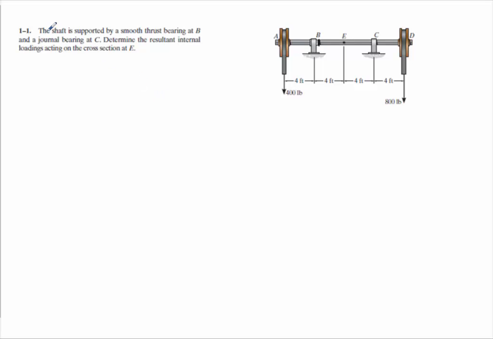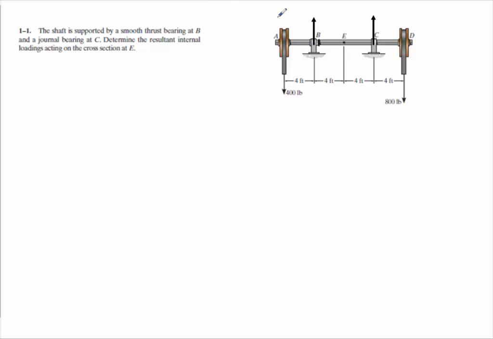Okay, this is problem 1-1, and all I'm going to do in this video is talk about how to find your reactions at B, C, and then what your resultant internal loadings would be at E. The first thing you want to do with a problem like this is draw a free body diagram. Again, it's not so important to get everything in the right direction. Just make an estimate about what direction you think it's going to go. You have no horizontal, so you can ignore the horizontal.